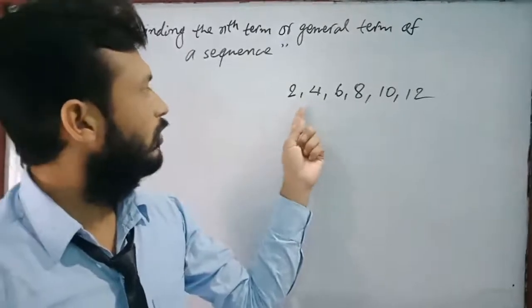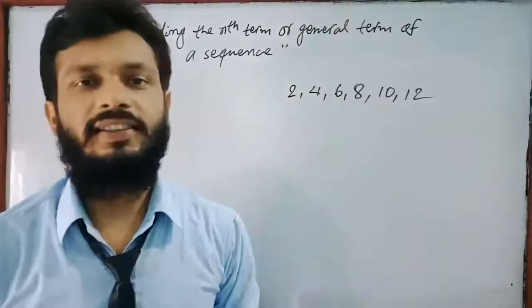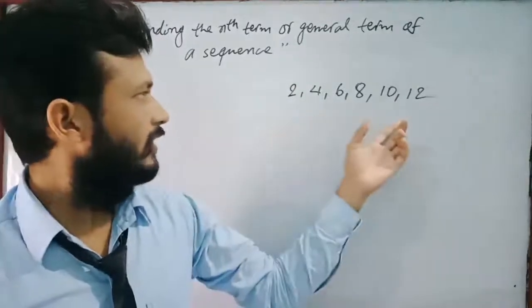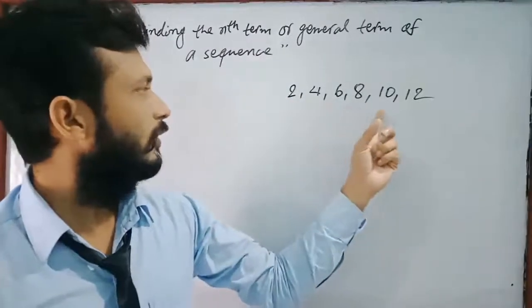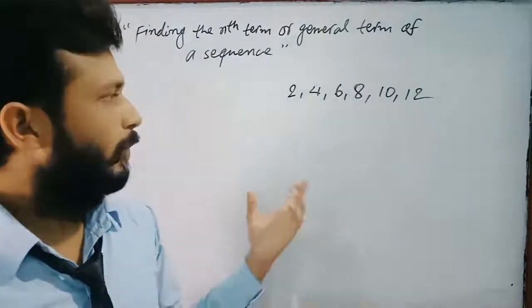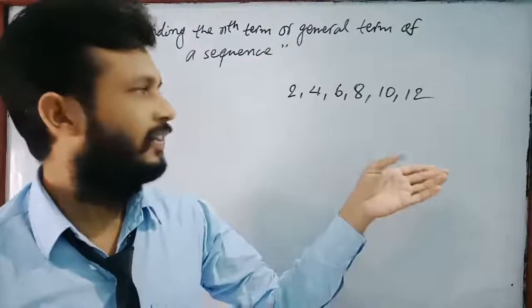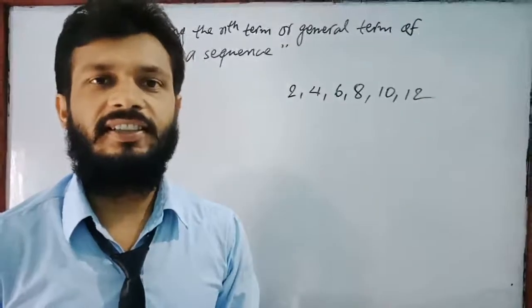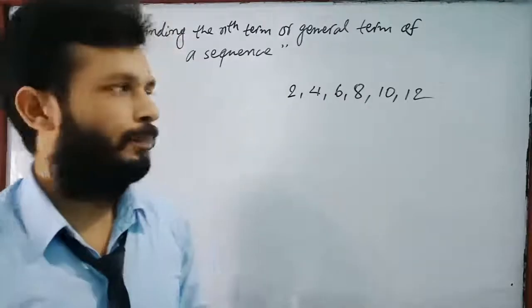Suppose we have a sequence 2, 4, 6, 8, 10, 12. Then it has how many terms? 1, 2, 3, 4, 5, 6. 6 terms only. Understood? But we can also find the 8th term, 9th term, 10th term by using the general term or nth term. Are you clear? Okay.